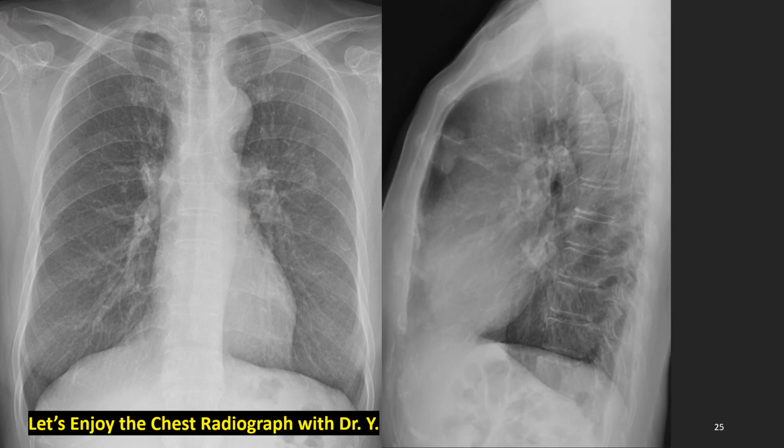How about this lateral film? It's evident here. Yes, we know that the retrosternal triangle is black with nothing. Also, the retrocardiac triangle is black with nothing. But we found something. That means this lateral radiograph was very helpful with this patient in this case.